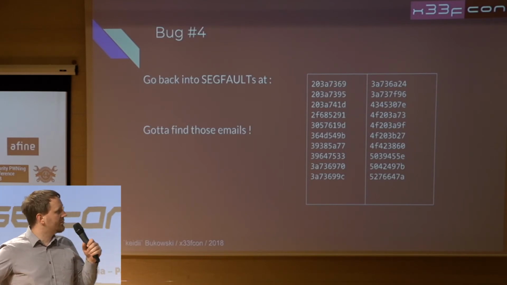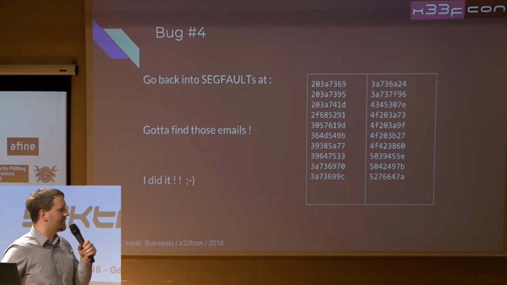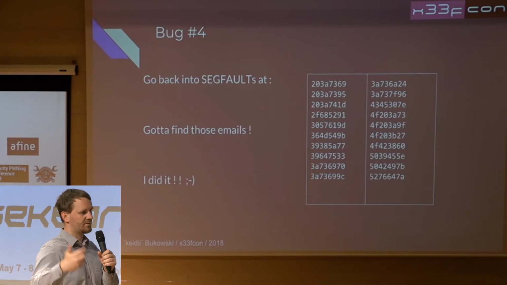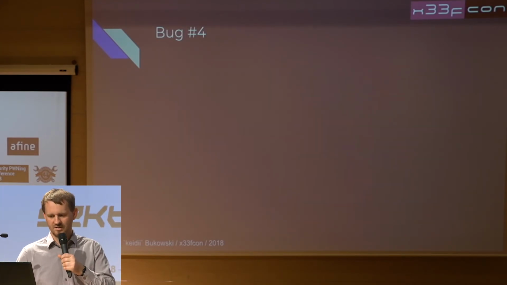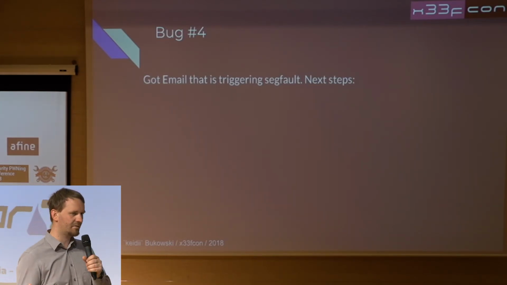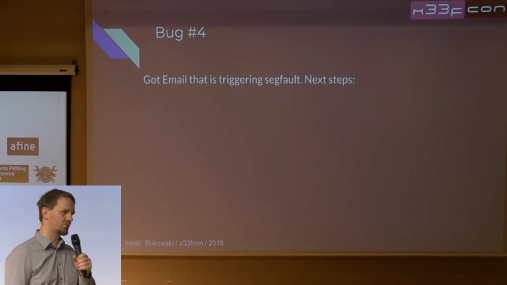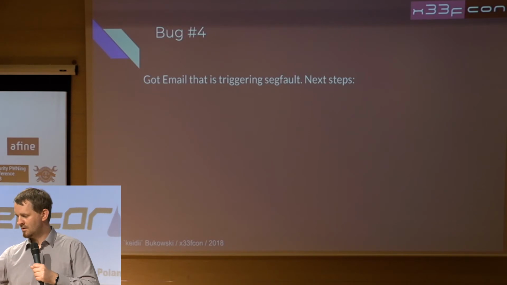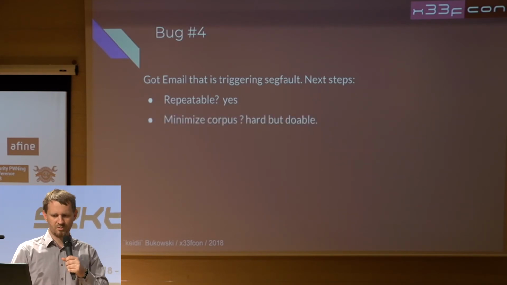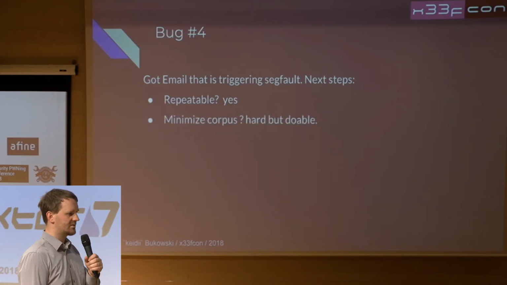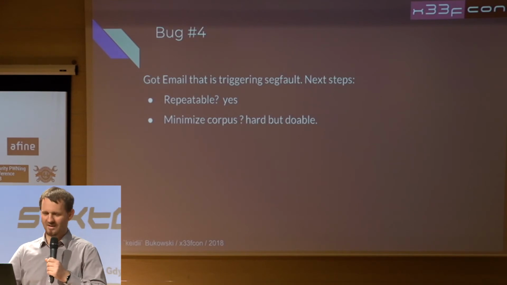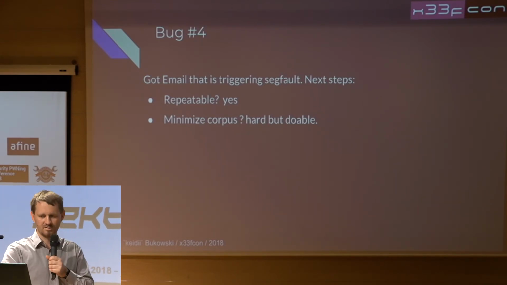And we need to find those emails. We managed to find those emails by correlating the date and time of the crash with the logs from the Exchange. Got the email, tried to get the raw email with attachment, tried to pass it through the solution, it crashed. Okay. Can we repeat that? Yes, success. We tried to minimize the corpus because the attachment was a docx document having 60 pages, so clearly not good material for analyzing what is wrong with the parser.